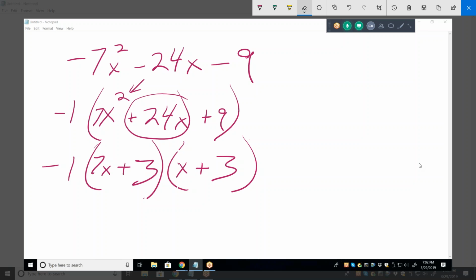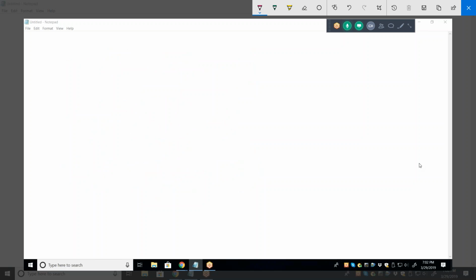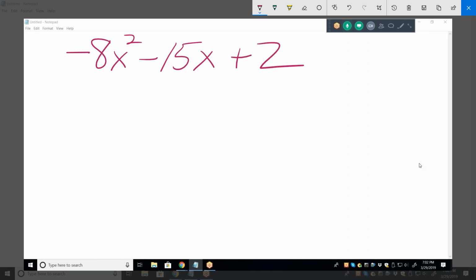Okay, what else? So next is negative 8x squared minus 15x plus 2. Okay? Tell me what to do. So first we're going to want to factor out a -1. So put down a -1. What's that leave? 8x squared plus 15x minus 2.